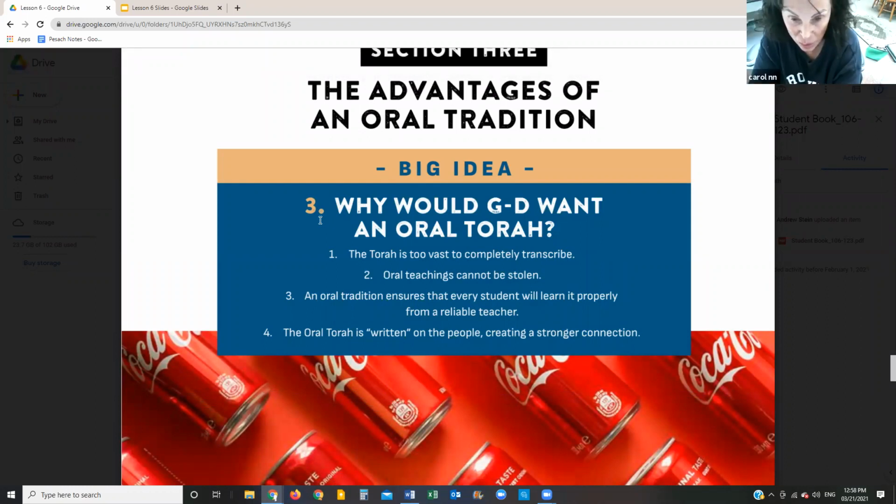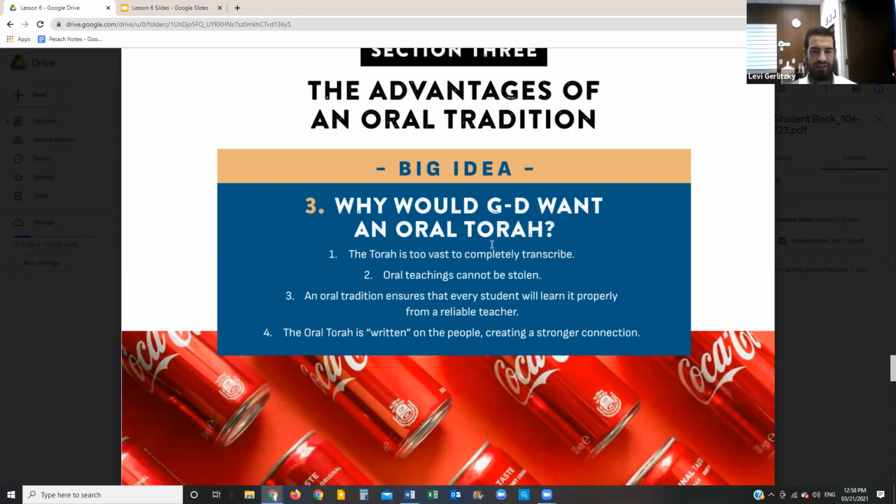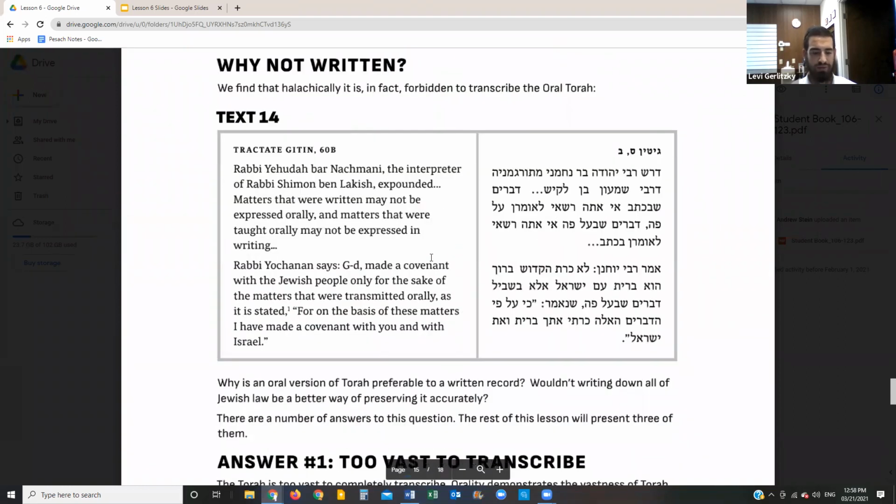Why would God want an oral Torah? 1, the Torah is too vast to completely transcribe. 2, oral teachings cannot be stolen. Number 3, an oral tradition ensures that every student will learn it properly from a reliable teacher. 4, the oral Torah is written on the people, creating a stronger connection. Very good. So we're going to explain all these points in case something wasn't completely understood. We're going to go through these 4 ideas. So let's start with point number 1.